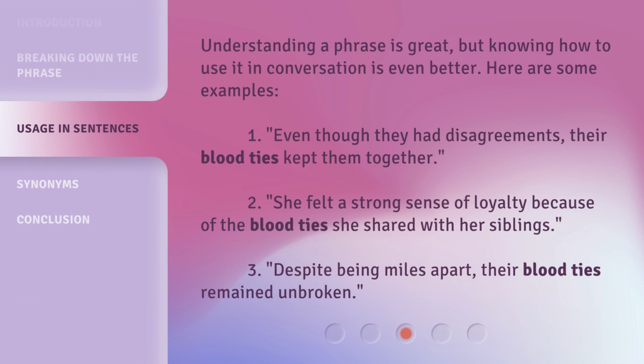Understanding a phrase is great, but knowing how to use it in conversation is even better. Here are some examples. 1. Even though they had disagreements, their blood ties kept them together. 2. She felt a strong sense of loyalty because of the blood ties she shared with her siblings. 3. Despite being miles apart, their blood ties remained unbroken.